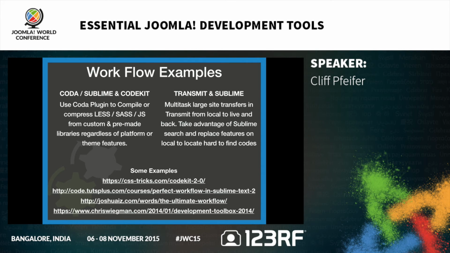I'll download stuff to my local, and then I can search through the files, search and replace. I can locate code that I'm trying to find. There are some links here that explain all the ins and outs of setting up the CodeKit plugin with Coda and Sublime, and some very advanced ways of using it. All these examples, you can download this PDF off my website. And this is actually how I learned how to do a bunch of this stuff. There are a lot of great tutorials out there. It's very useful. Once I got into this workflow, I can't imagine doing it any other way.